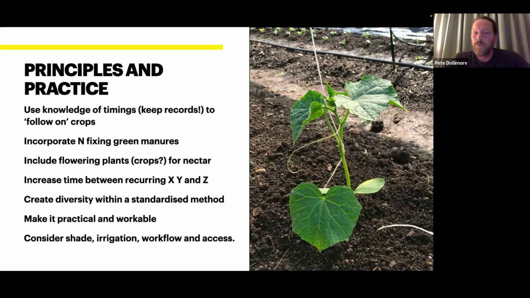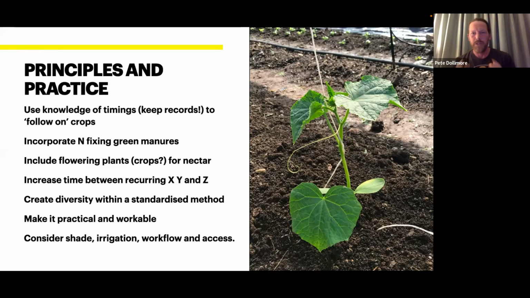And cucumbers were just abysmal. We had years where we would pick 2 off each plant, and then it would go down with verticillium wilt. And so increasing the amount of space between those crops is really important. And within a standardized method, it's all about efficiency.